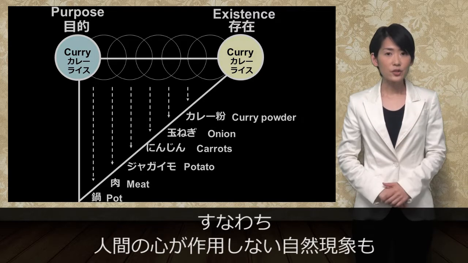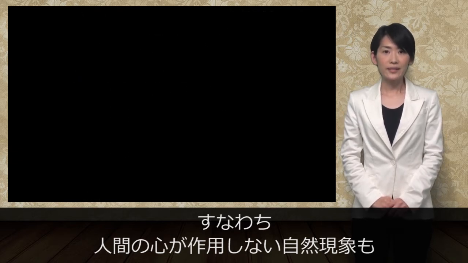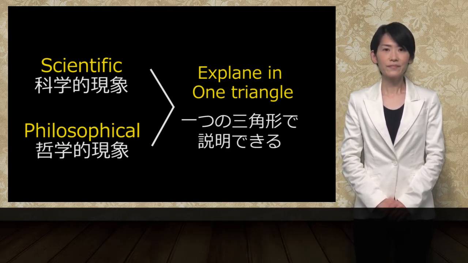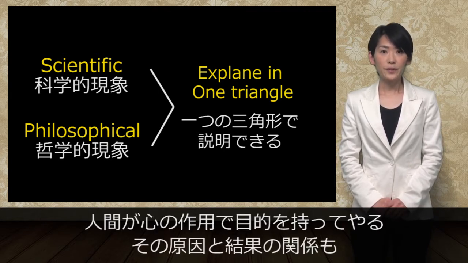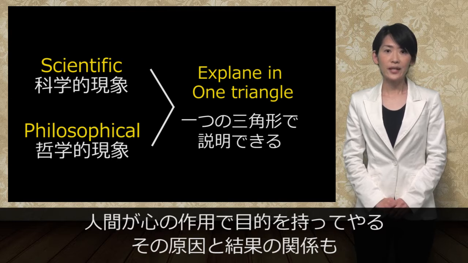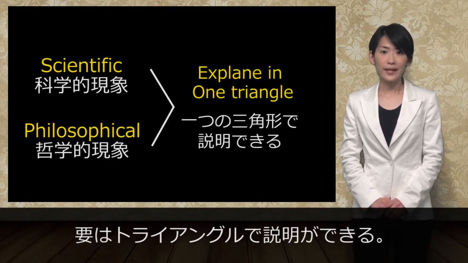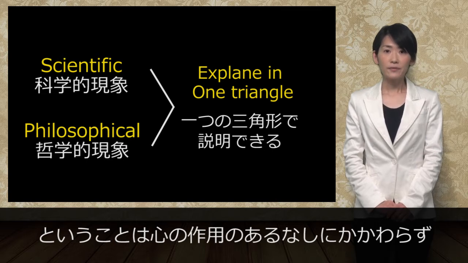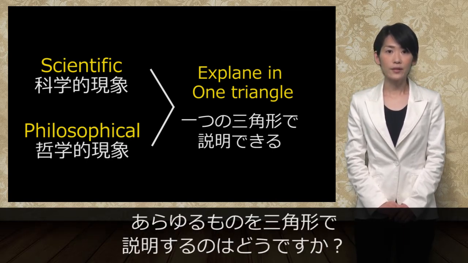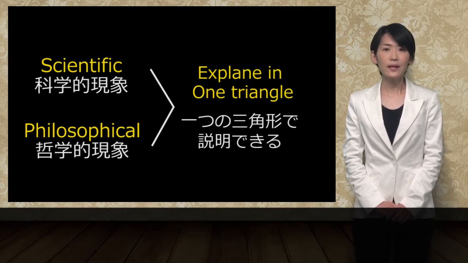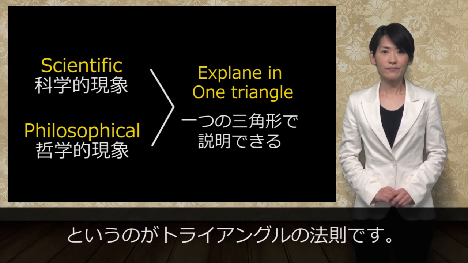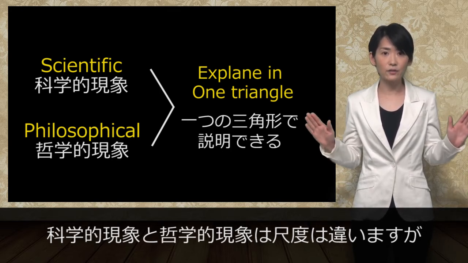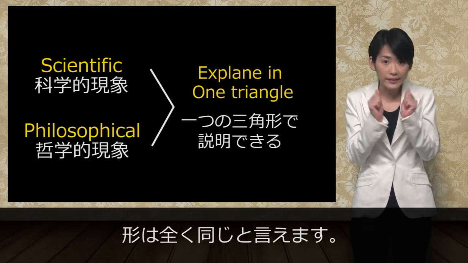In other words, the natural phenomenon in which the human mind does not work can eventually be described in a triangle. The relationship between cause and result. The human beings carry out purpose by the action of the mind can be described with a triangle. Why do we explain everything with a triangle regardless of whether there is a mind action or not? That is the law of triangle. Scientific phenomenon and philosophical phenomenon are different in scale, but their shapes are completely the same.